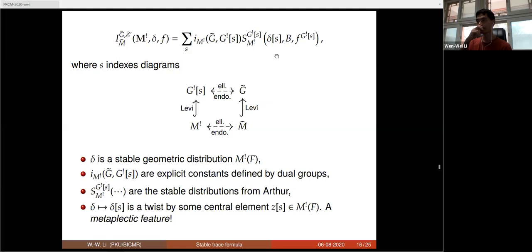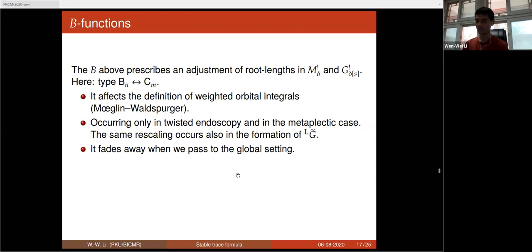And here is another thing, B. If you are an expert on the trace formula, you will be surprised because in Arthur's work, there is no B here. So what is the B? It's also a metaplectic feature. The B is actually a function, but morally it prescribes how you scale the roots in G shriek, in a centralizer of delta_s in G shriek.